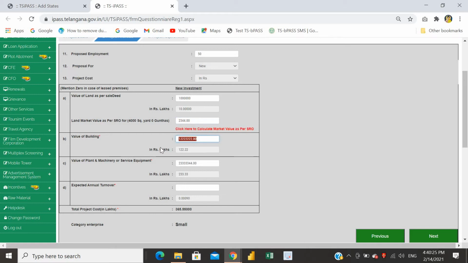Value of building, I'll go with round figures, and then value of plant and machinery. Our definition of the category of enterprise, micro or small, depends upon two factors, that is value of plant and machinery and expected turnover. So it will be value of plant and machinery and turnover, or plant and machinery or annual turnover. As per the given values, I will go with an expected turnover of 2 crores. So my enterprise is micro.